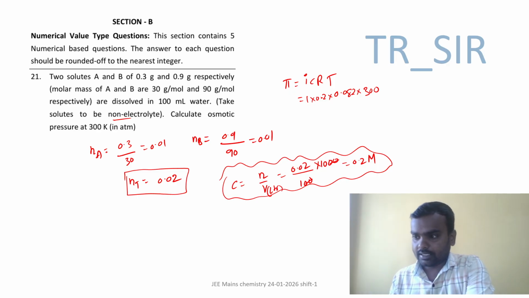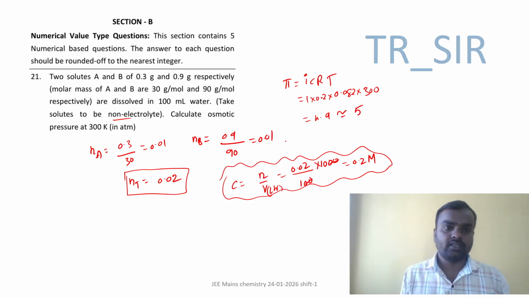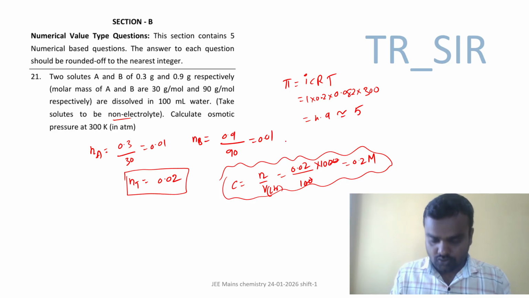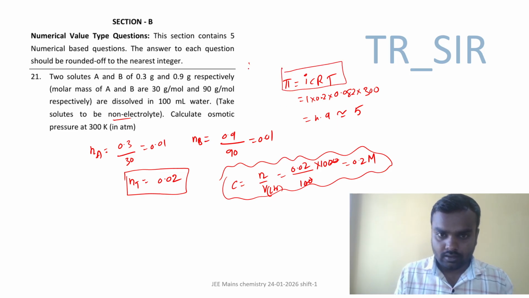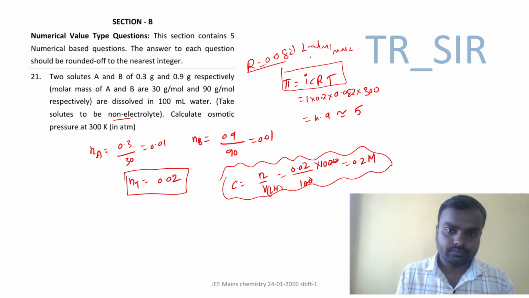4.9 will be the answer. So that means approximately 5. So the correct answer is 4.9. You can take approximately 5 as the osmotic pressure. So the osmotic pressure formula we need to apply like this. The R value in this case is always 0.0821 liter atmosphere per mole Kelvin.